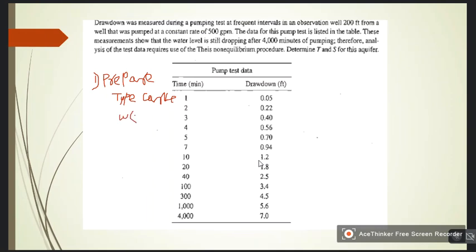W on the y-axis and U on the x-axis. So there are two methods for this. One, use the table and plot on a log.